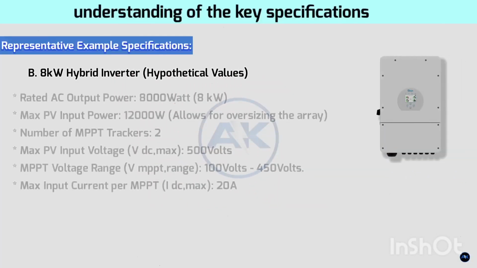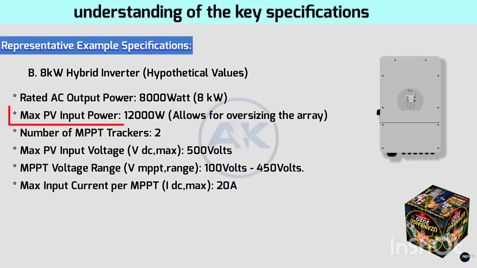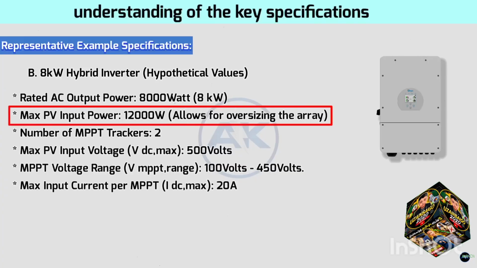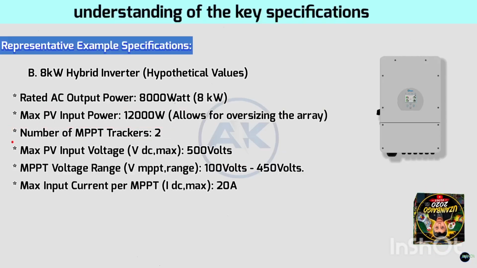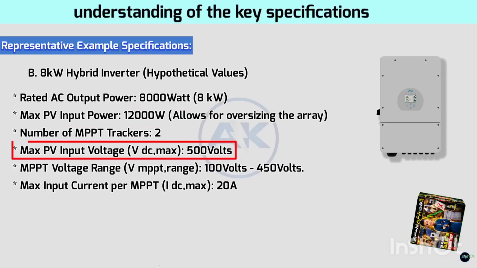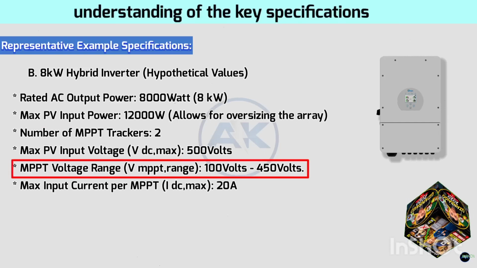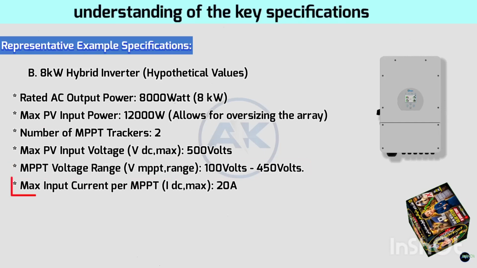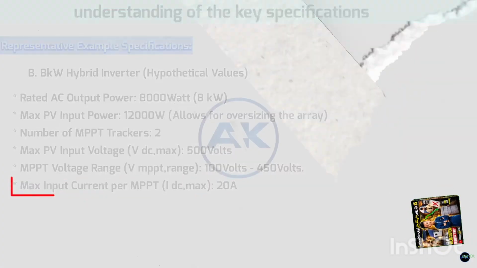8 kilowatt hybrid inverter, hypothetical values: rated AC output power 8000 watts, 8 kilowatts. Max PV input power 12,000 watts, allows for oversizing the array. Number of MPPT trackers: 2. Max PV input voltage, VDC max: 500 volts. MPPT voltage range, VMPPT range: 100 volts to 450 volts. Max input current per MPPT, IDC max: 20 ampere.